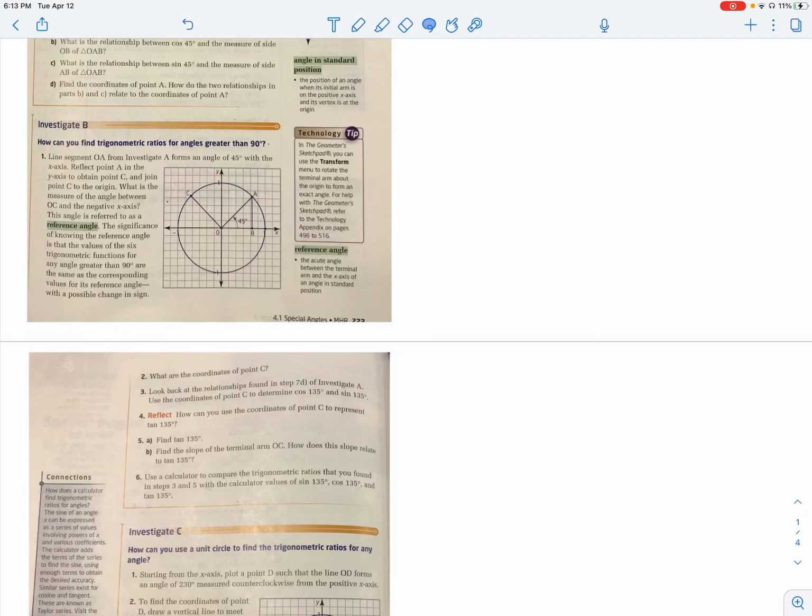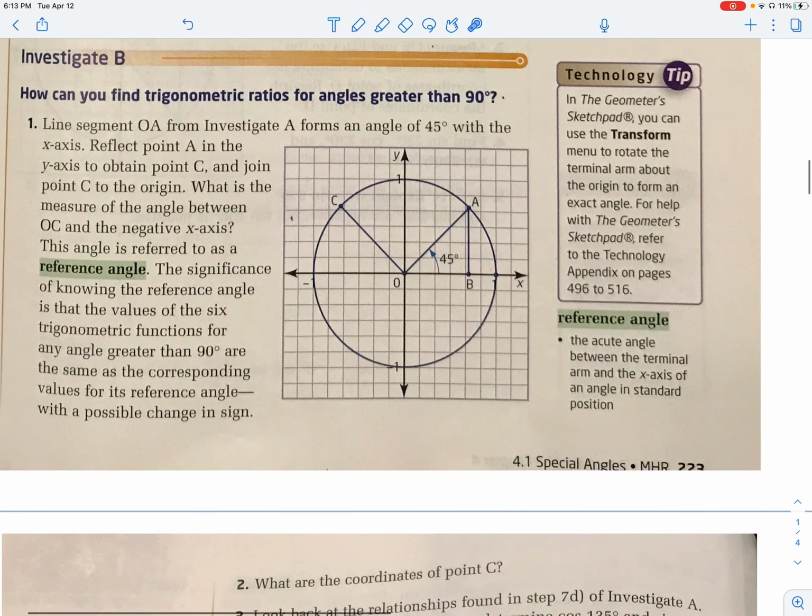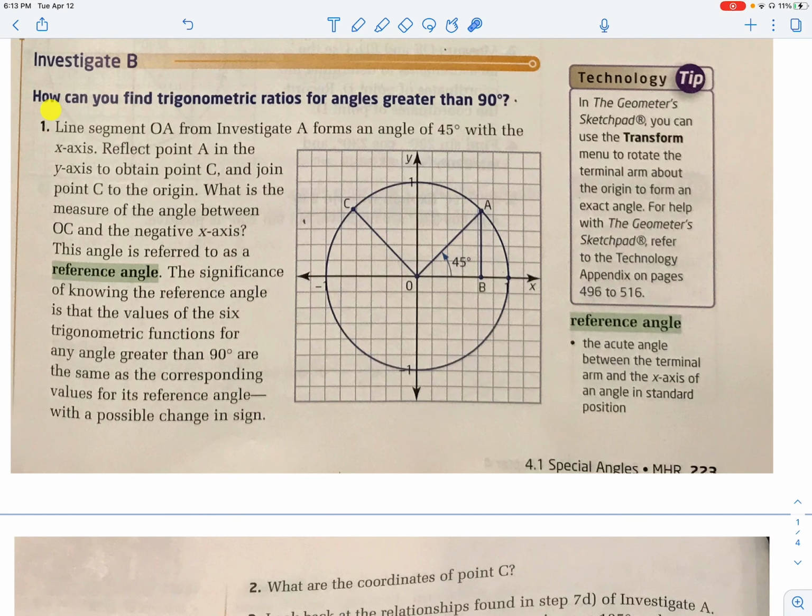Hi, welcome back to the start of our next video for 4.1 special angles. We're now on page 223 in the textbook and we're going to do investigate B. So we're actually taking part of investigation A. We had drawn this 45-degree triangle on the unit circle. And now what we're going to do is use that to see if we can find trig ratios for angles greater than 90.